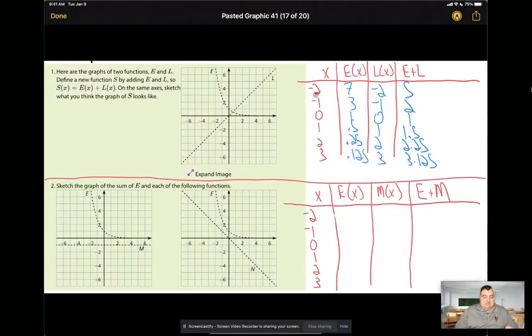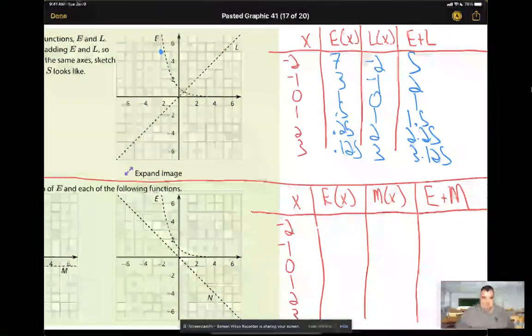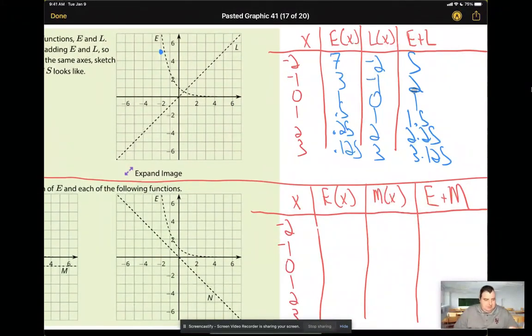So at x equals negative 2, my new function is going to be at y equals 5. So that's right here. At negative 1, I'm going to be at 2. So that's right here. At 0, I'm going to be at 1. So that's going to be right here. At 1, I'm going to be at 1.5. So x equals 1, 1.5 is going to be right here.